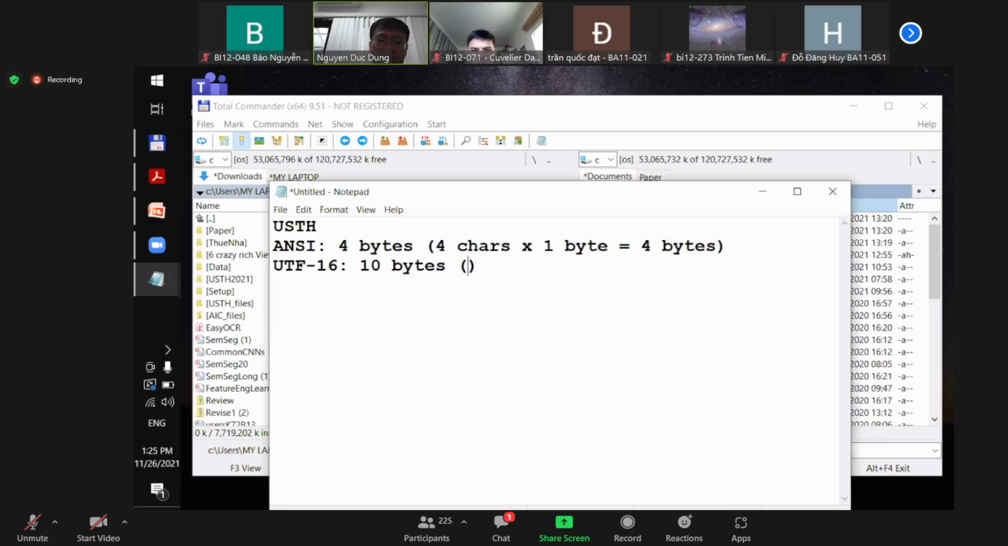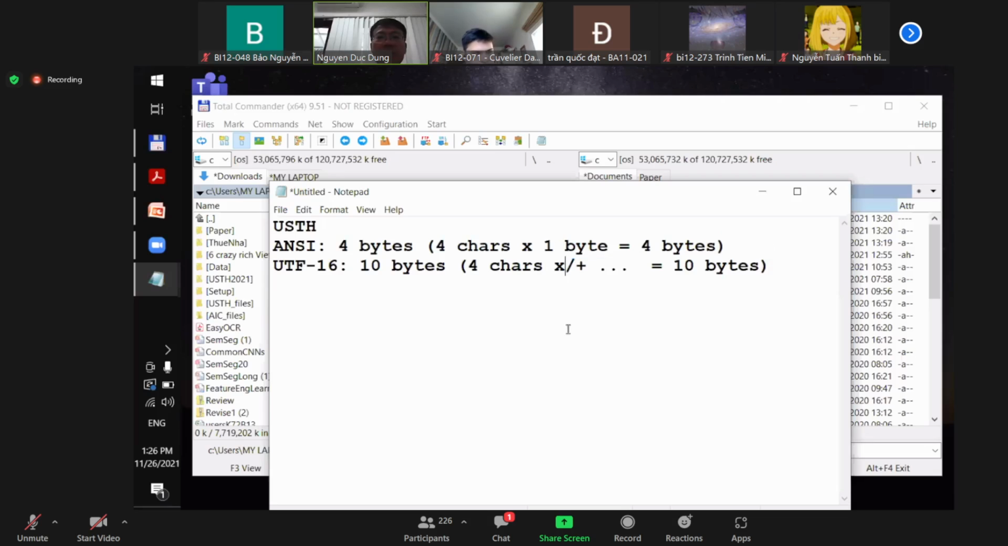For example, in this case, I know that I have 4 characters and it should be multiplied or plus something here in order to have 10 bytes. If we fill up the 3 dots here, we understand the problem.